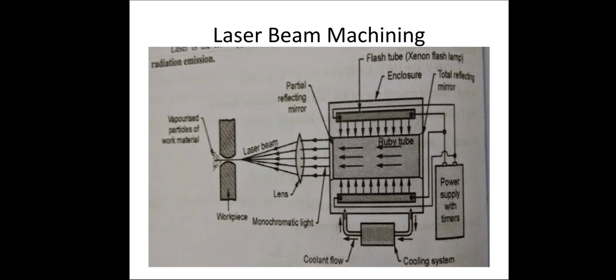The laser used in this process may be solid, liquid, or gaseous type. The solid type carries a reflective coating at its ends, and the gaseous type produces a continuous laser beam and is suitable for welding and cutting operations. Next, we will discuss the working of laser beam machining.